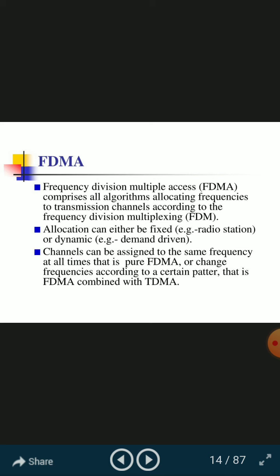The frequencies can be fixed or dynamic, and they can be allocated. What are the main advantages of using frequency division multiple access? Why are we learning it? For medium access control, to transmit the data from the sender to the receiver, we require some medium access to control all the algorithms.